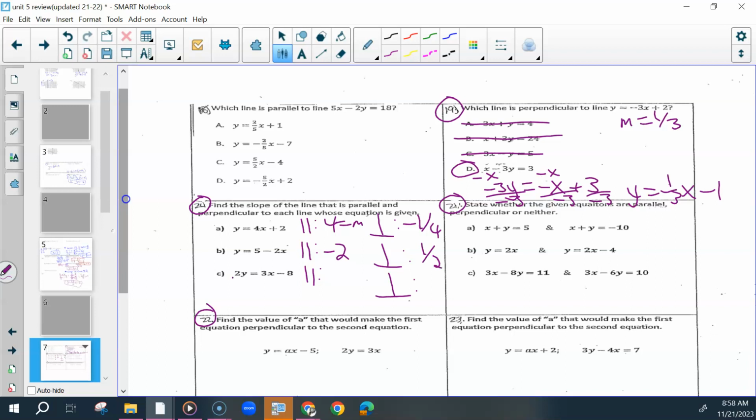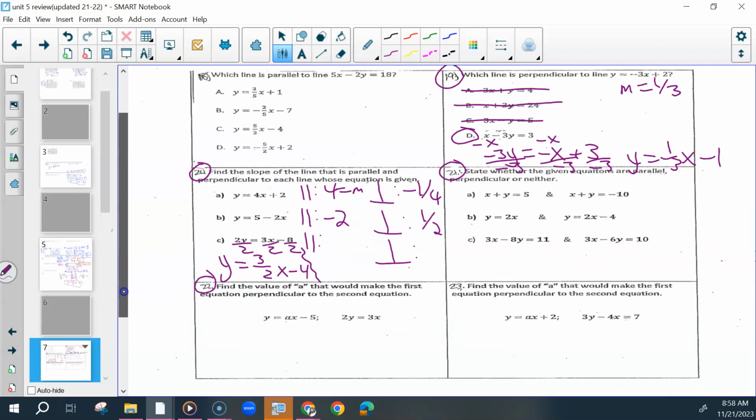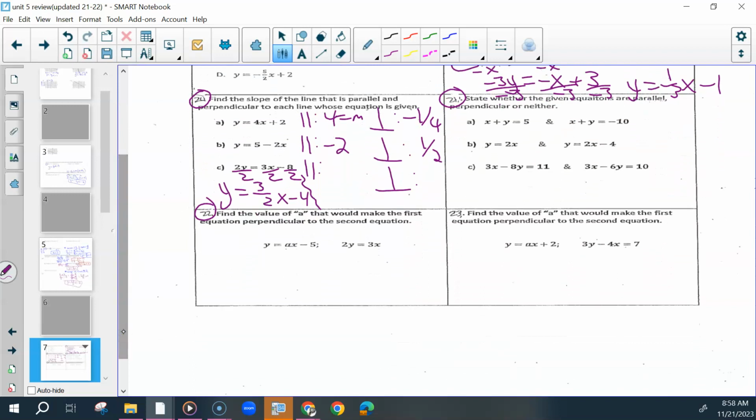Right. This one we have to solve, divide everything by 2. So that y equals 3/2x minus 4. And then the parallel slope to this one would be what? What would the slope that's parallel to this be? What is the slope of this line? 3/2. So the parallel would be 3/2. What would the perpendicular be? -2/3.